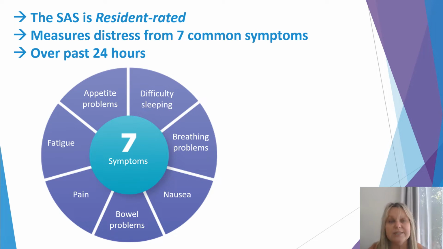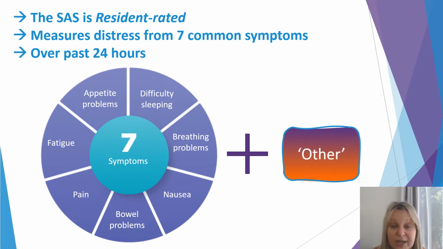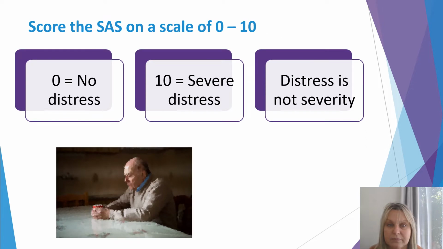It measures distress from seven common symptoms, the most common symptoms that people experience at end of life. Plus, there is also the option to measure anything that doesn't fall into those seven symptoms in the other category. When you get the assessment scores from a resident, we say it is over the past 24-hour window that you should be looking at, not just the time of the assessment.